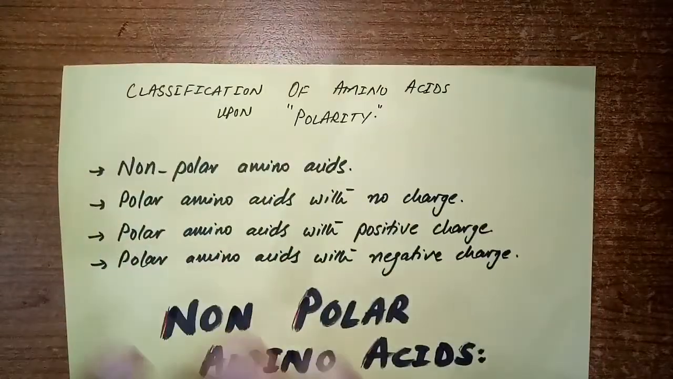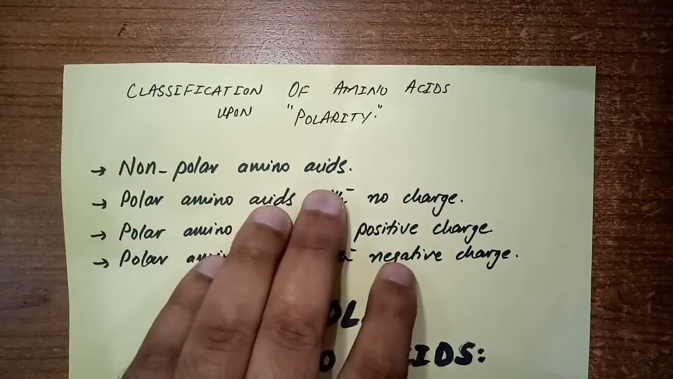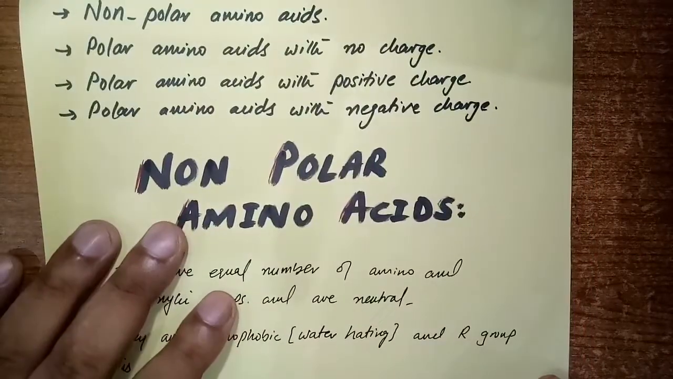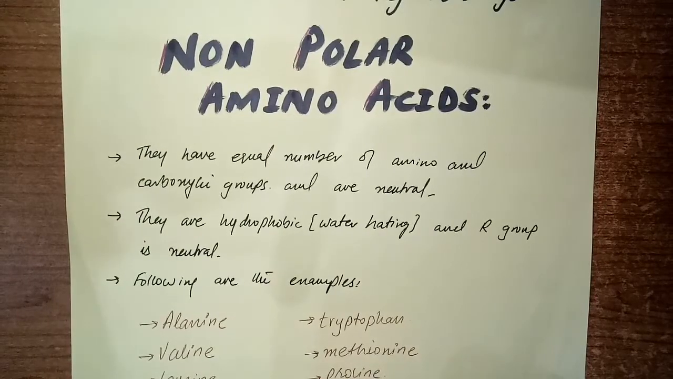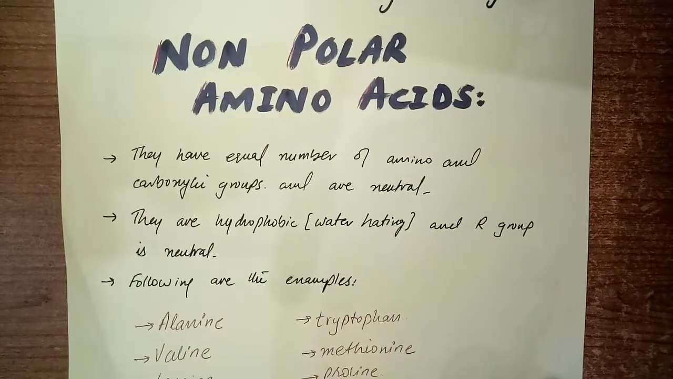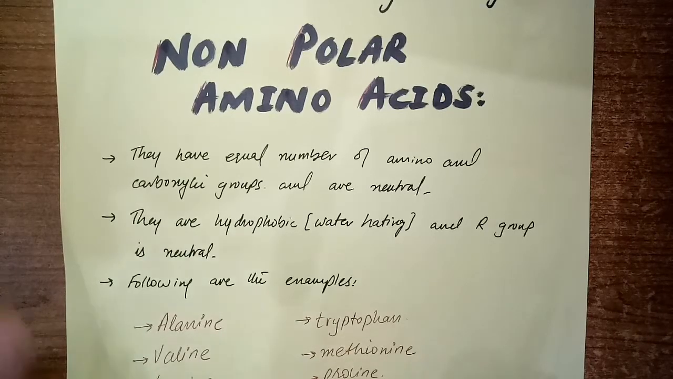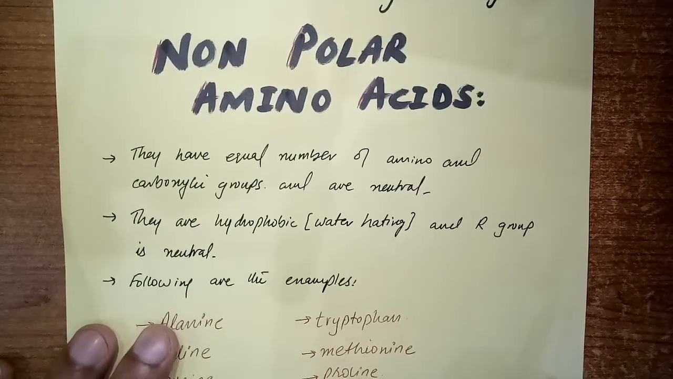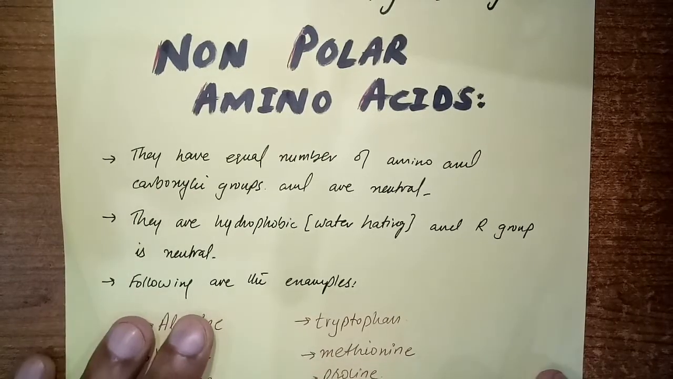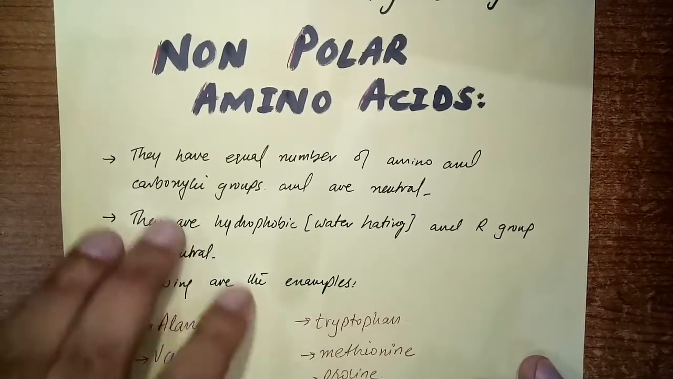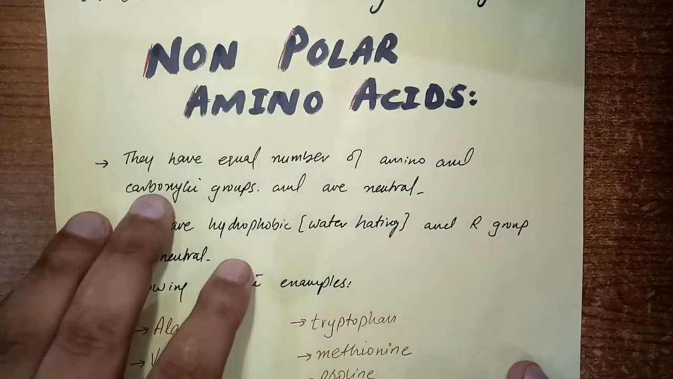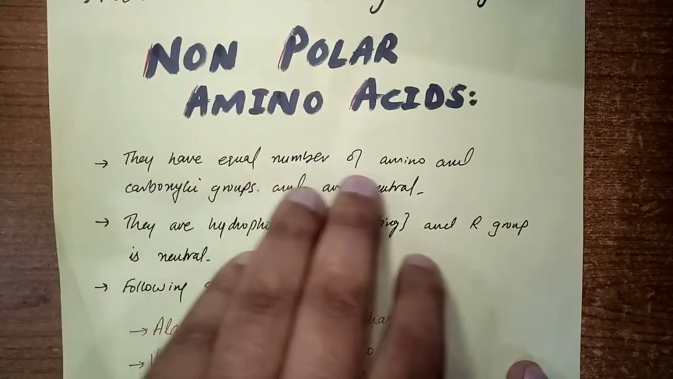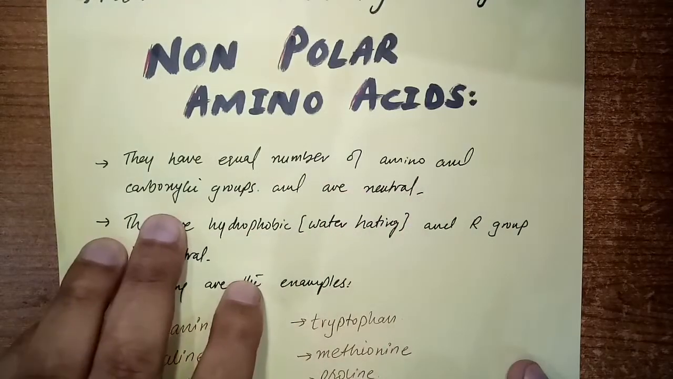So if we go ahead and talk about non-polar amino acids, this is the non-polar amino acids heading, and we're gonna talk about some non-polar amino acids. And let me tell you one thing, I'm going to let you know about the formulas, and I'm gonna make sure that I do it in a very easy way. So don't go away, I'm gonna let you know about that. Okay, so let's just go ahead. If we talk about non-polar amino acids, they have an equal number of amino and carboxylic groups.